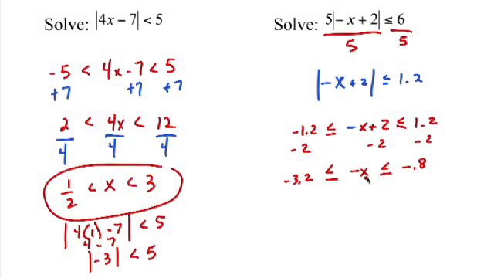Now, your last step is to get rid of that negative on the x. A lot of students just like to ignore it and say, oh, I'm finished. Well, remember, we don't care what negative x is. We want to know what x is. So we're going to divide each term by negative 1.